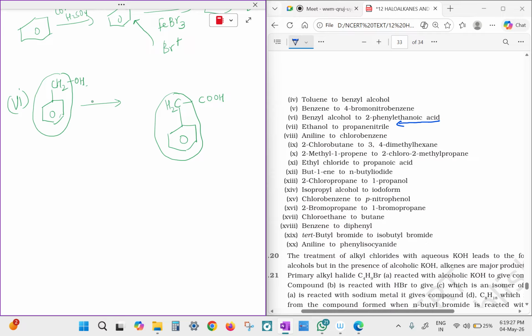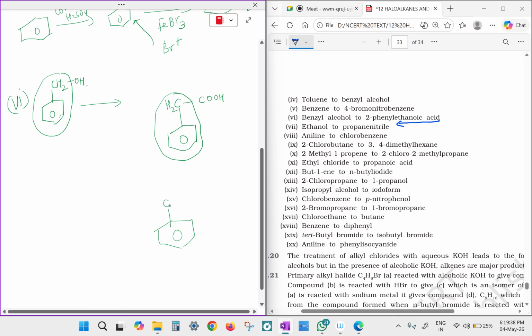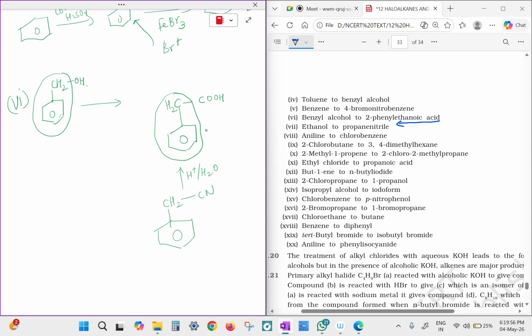Yes, Aprameya? Yes, ma'am. So can it be something like you do retro work? Retro means go back and think what it should be. So can we think that had this been a CN after CH2, we could have done complete hydrolysis to get a carboxylic acid. Just now we saw one reaction. Cyanide on complete hydrolysis will become carboxylic acid, right?